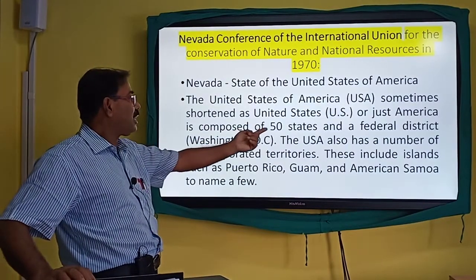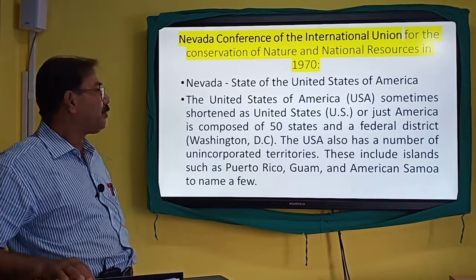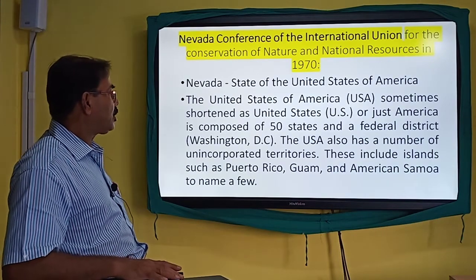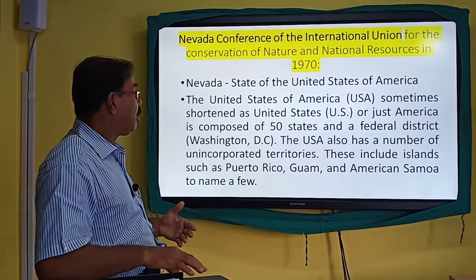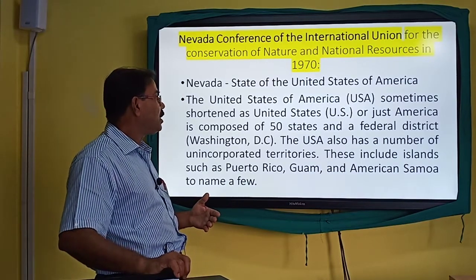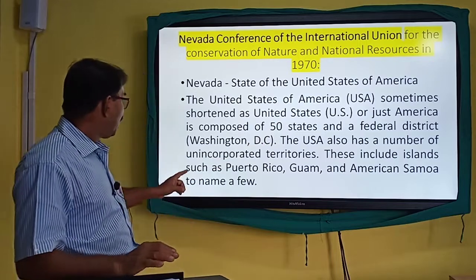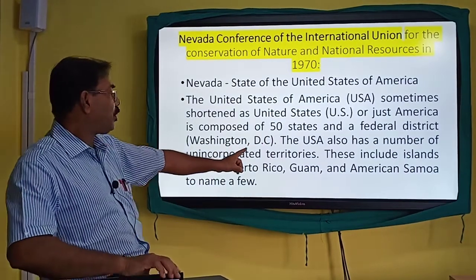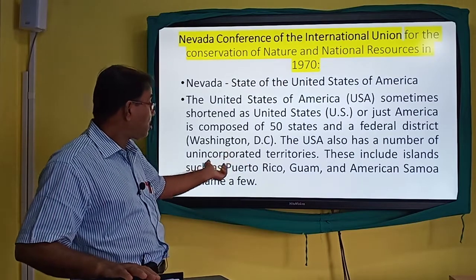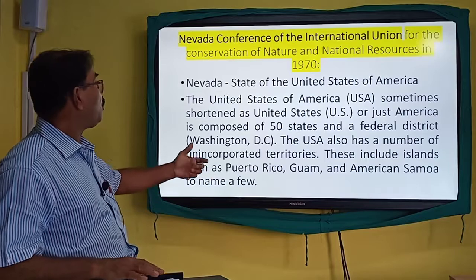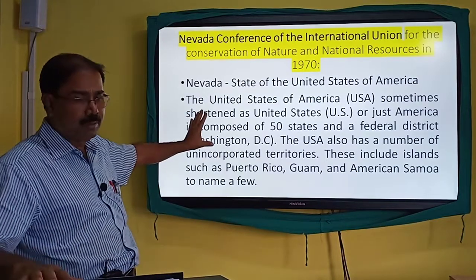What is USA? 50 states and a federal district, Washington DC. You know, the United States has 50 states, just like India. We have 29 states and 6 UTs, meaning Union Territories. And sometimes it is said as 28 states and 7 union territories, minus Jammu and Kashmir, all these things which have come to the new situation as the geographical area of India. The USA also has a number of unincorporated territories. These include islands such as Puerto Rico, Guam and American Samoa, to name a few. All these things are there in the United States of America. So to know what USA is, you are to see this information.